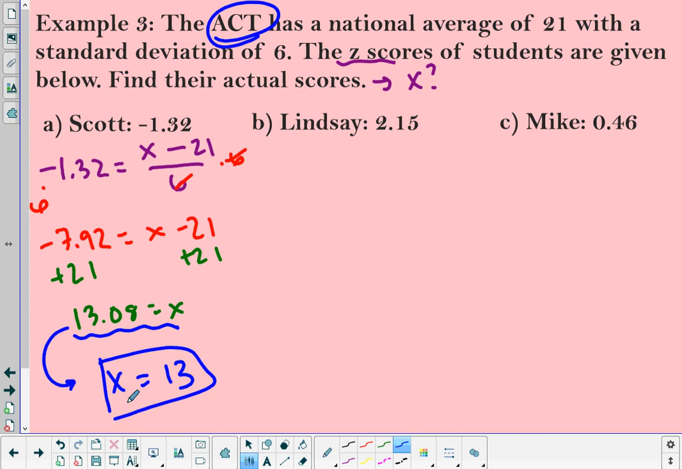So that's what Scott got on the ACT. Kind of a sad panda. Not the best score for Scott. That's okay. Let's try Lindsay.